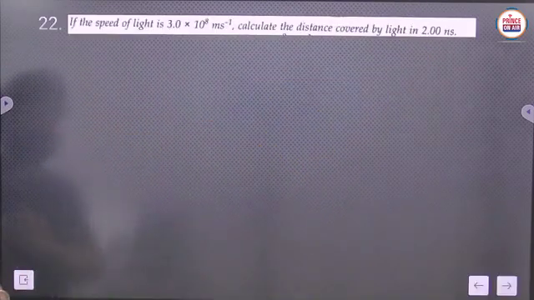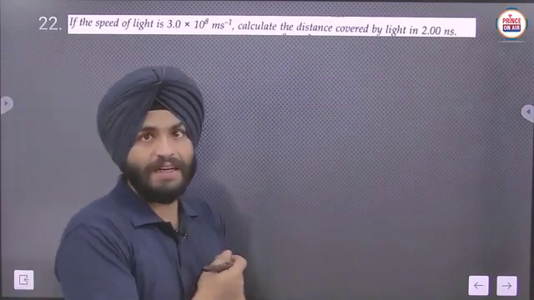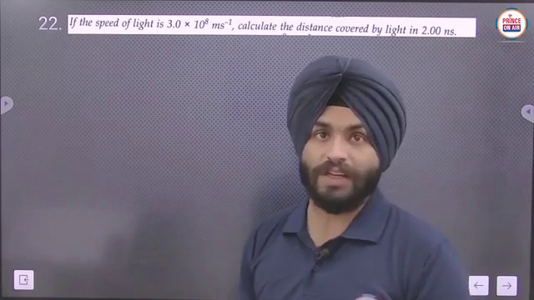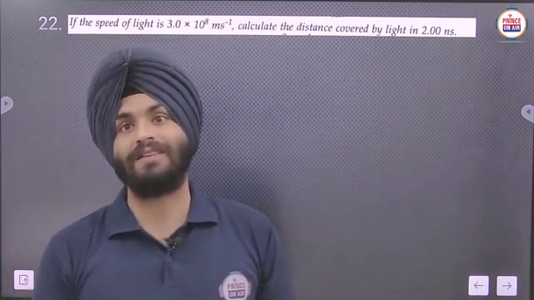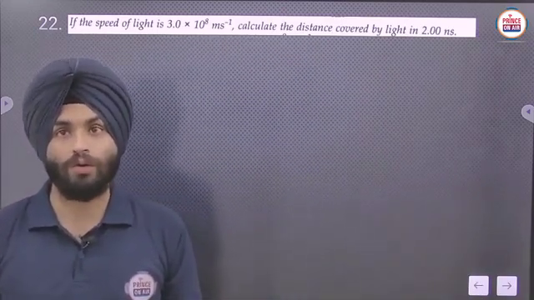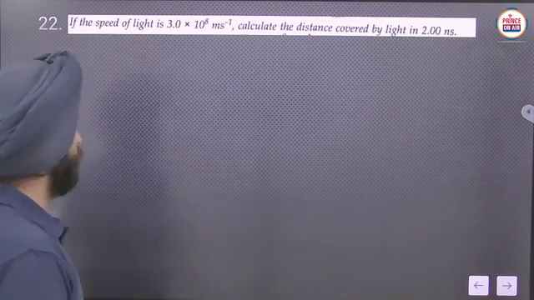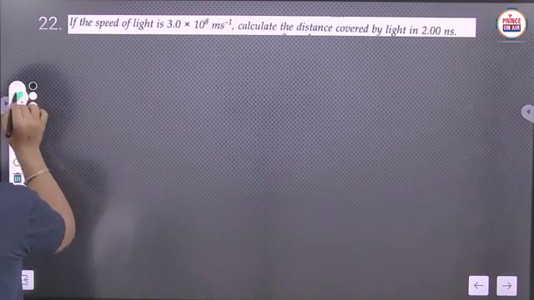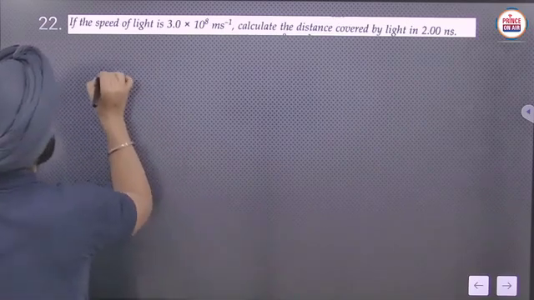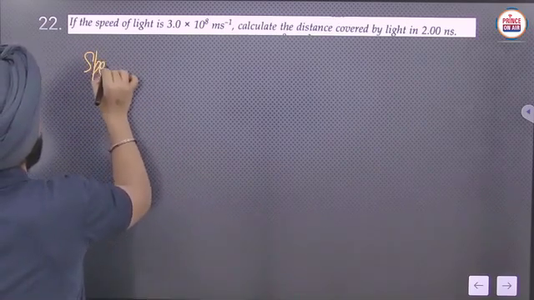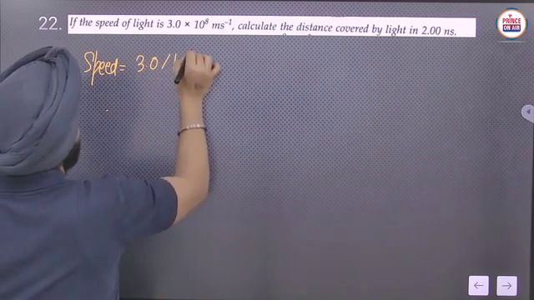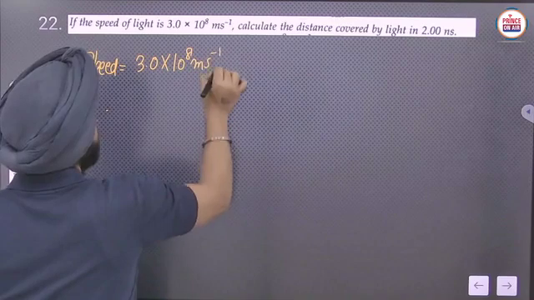So, next question is, if the speed of light is 3.0 into 10 to the power 8 meter per second, calculate the distance covered by light in 2 nanoseconds. Okay. So, that is a question here. Try side by side yourself also. Speed is equal to 3.0 into 10 to the power 8 meter per second.